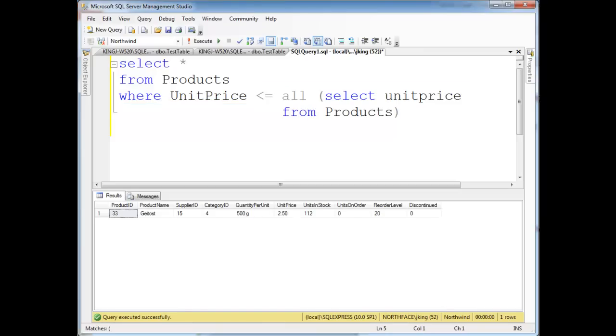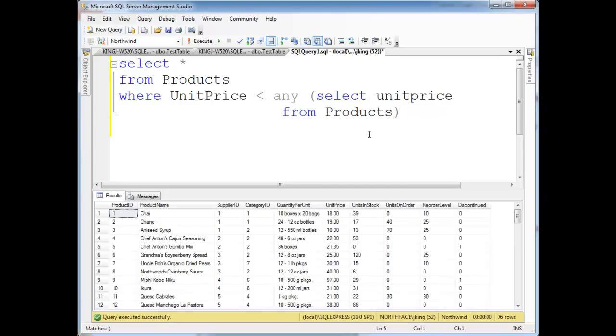So that's ALL. There's also ANY, or you can put SOME. And unfortunately, SOME or ANY, they mean the same thing. It means at least one. So I'm going to say SELECT star FROM products WHERE the unit price is, let's do less than, at least one of the unit prices in the products table.